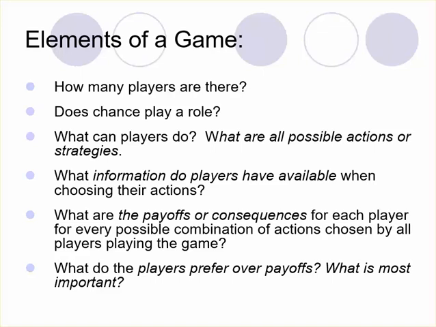So, in game theory, there are a variety of elements that we have to consider. We need to know how many players there are, what role chance or luck has, what are the different actions or strategies that we can take, what information do we have when making a decision, what are the consequences? So, what's going to happen as the result of my move in a game? And then, what are our priorities?